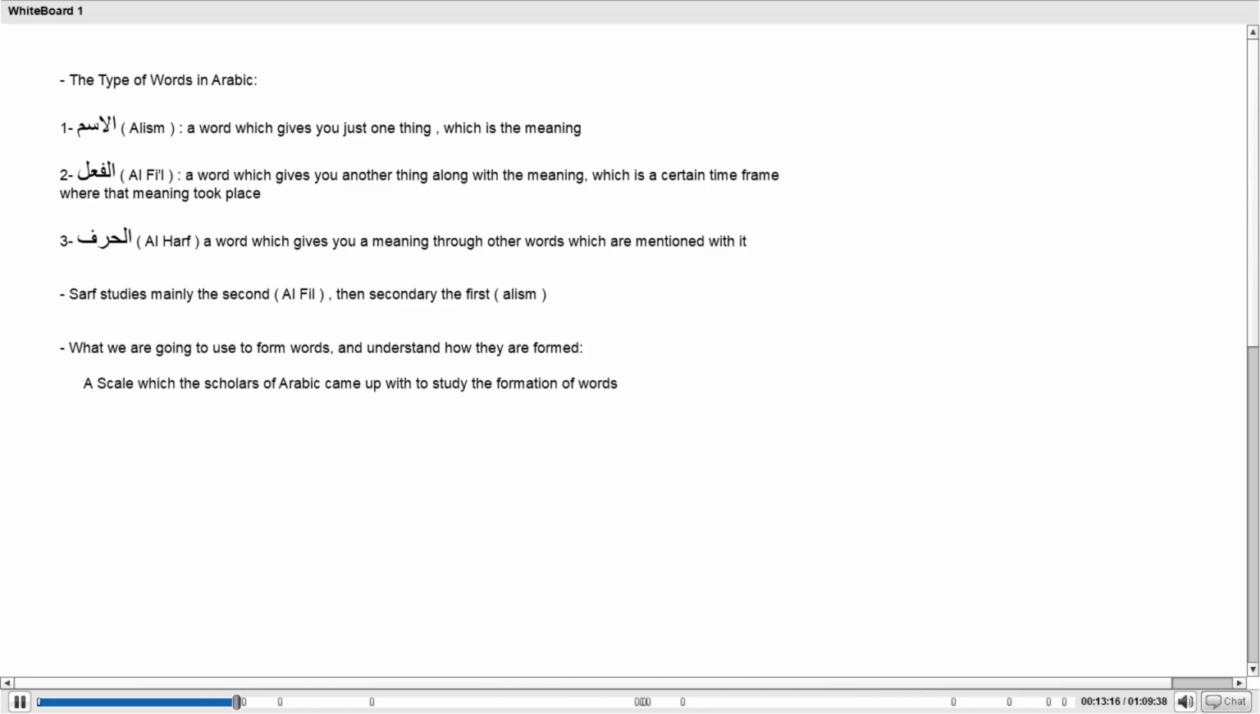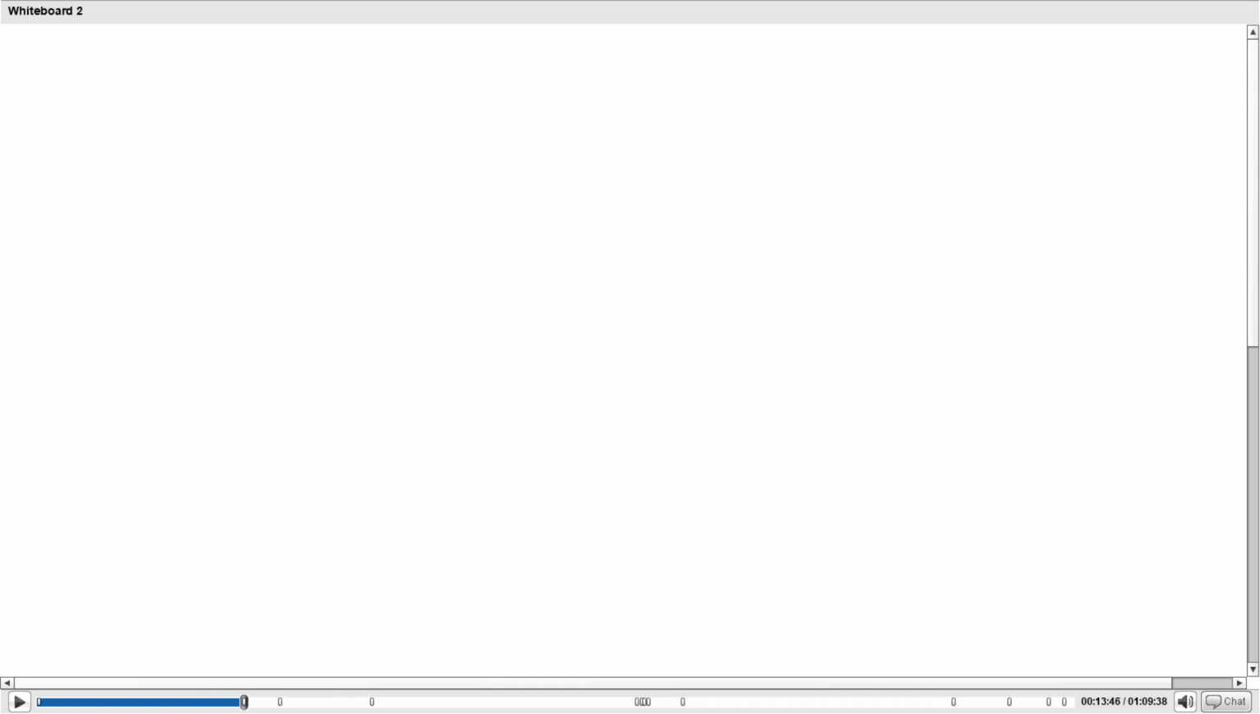So there's a scale. No, it's not a question: what we are going to use to form words. When it's a question, you say, what are we going to use? But when it's not, you say, what we are going to use. Anyway, a scale which the scholars of Arabic came up with to study the formation of words. Okay, what is the scale? Let's take another board, inshallah.